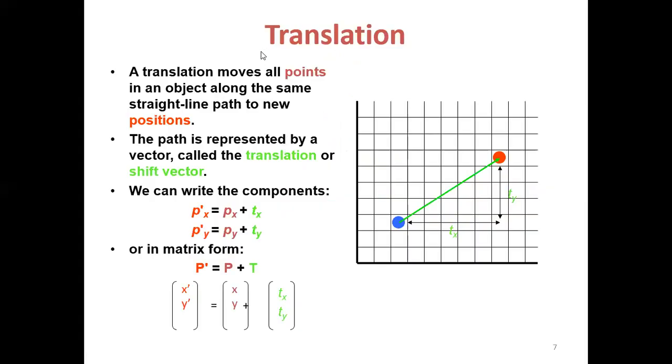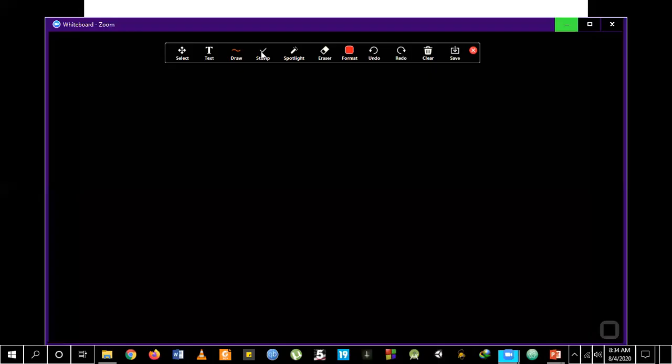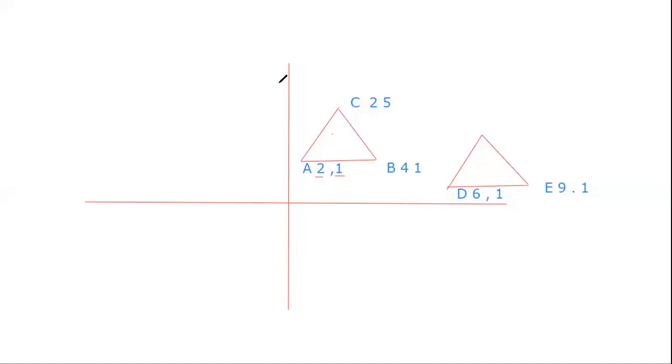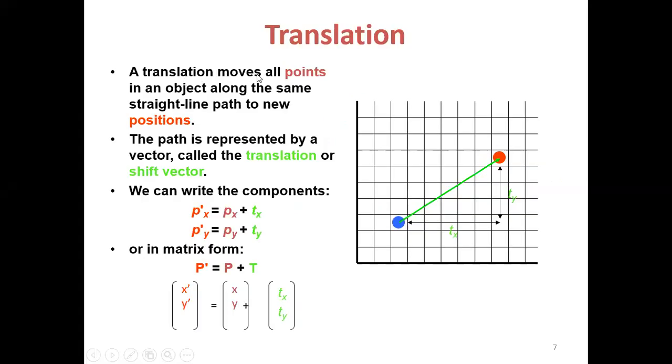Oh, one point I forgot. If you actually draw a line between all of these points, you will see that there is a straight line between them. Sorry about the lines. So that's what they're saying in the definition: a translation moves all points in an object along the same straight line to a new position. So all the points you have in an object will move to a new position, and there will be a straight path between them. The path is represented by a vector called the translation or shift vector.